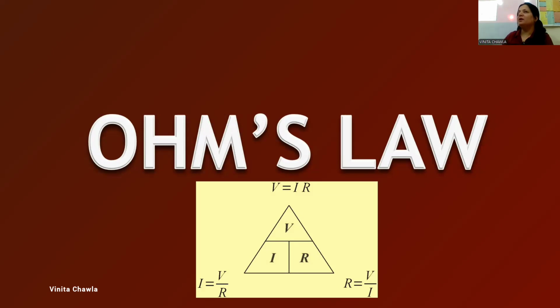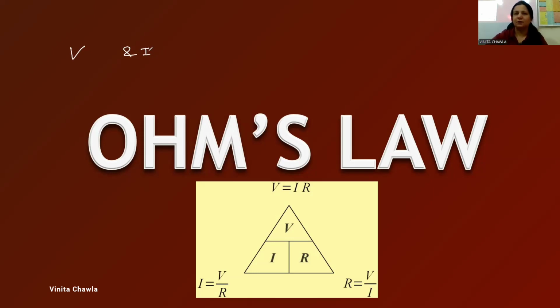So which one is the independent variable and which one is the dependent variable out of I and V? रेजिस्टेंस तो कांस्टेंट है, वो तो बाद में आएगी. अभी वी आर टॉकिंग अबाउट V and I.